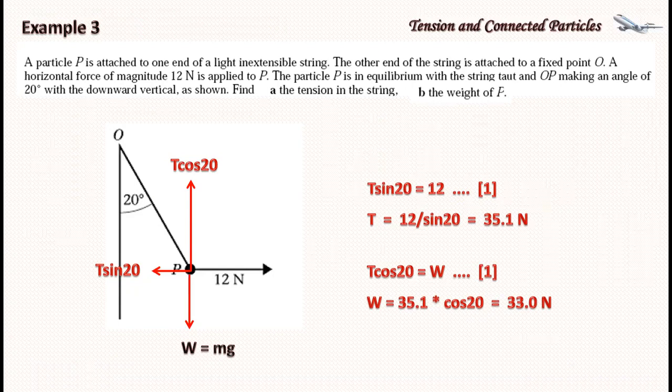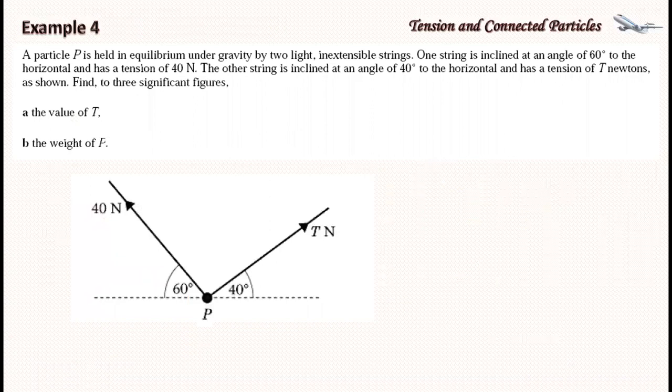Example 4. A particle P is held in equilibrium under gravity by two light inextensible strings. One string is inclined at an angle of 60 degrees to the horizontal and has a tension of 40 newtons. The other string is inclined at an angle of 40 degrees to the horizontal and has a tension T newtons, as shown. Find, to three significant figures, the value of T and the weight P.